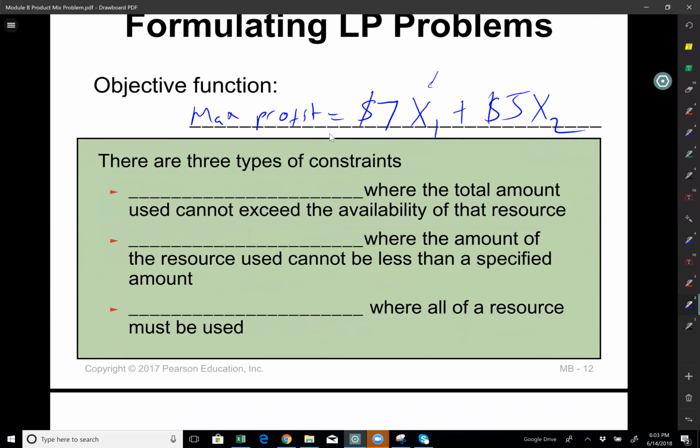Of course, the more x1 or x2 I produce, the more profit I will generate. So there are 3 different types of constraints in optimization. One is upper limits.